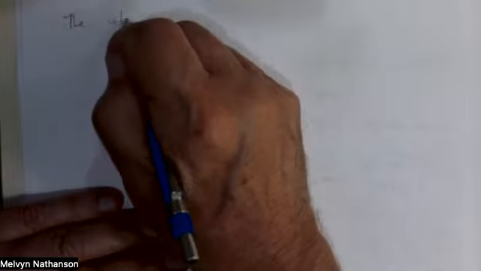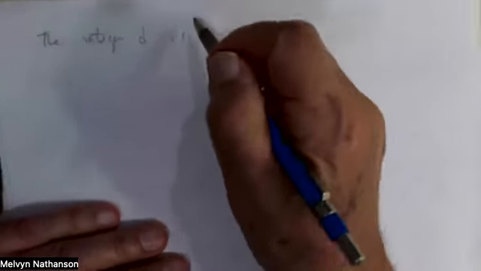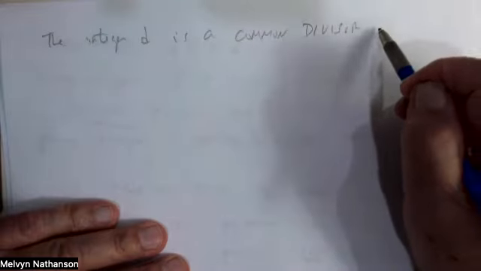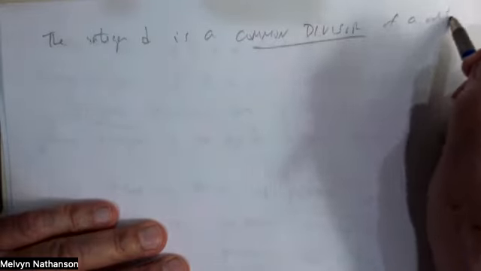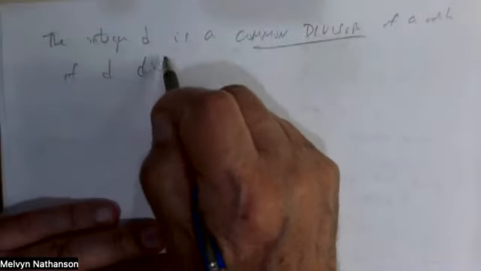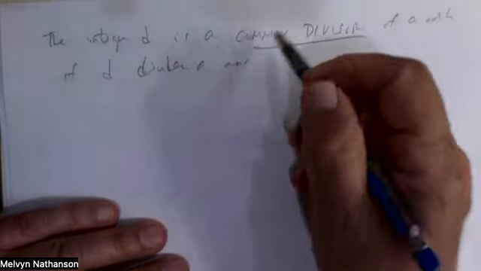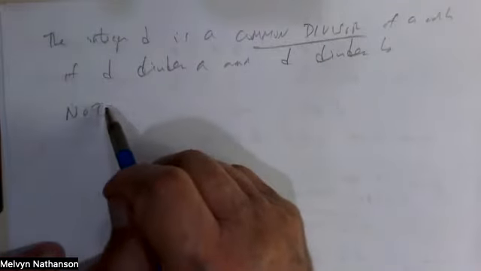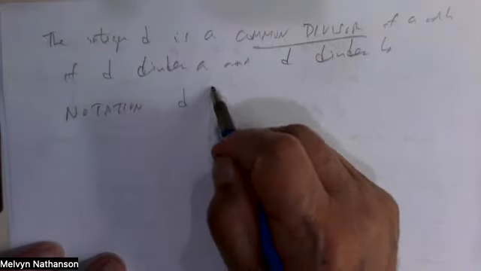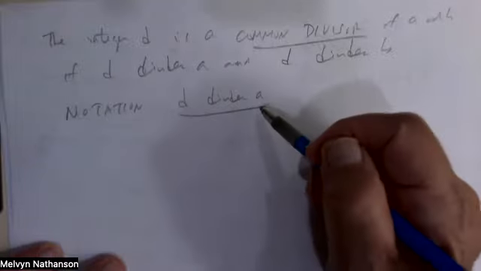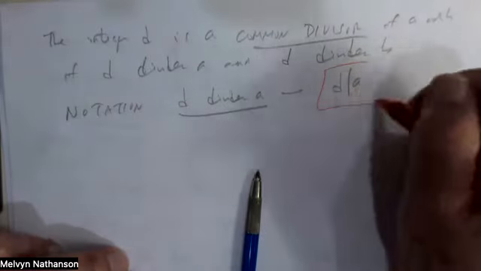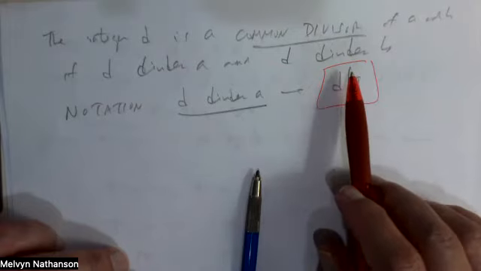So suppose we have integers a and b. The integer d is called a common divisor of a and b if d divides a and also, simultaneously, d divides b. By the way, for notation, instead of having to all the time write "d divides a", I just write d, a vertical line, a. This means d divides a.